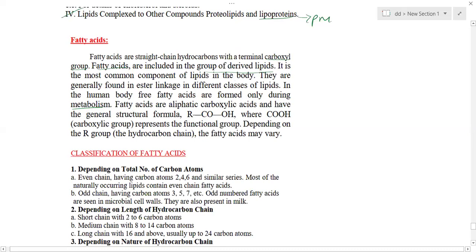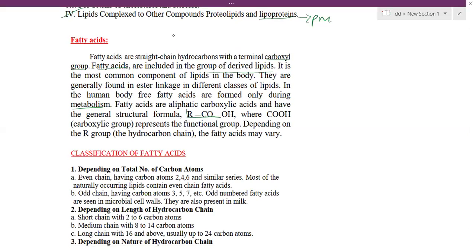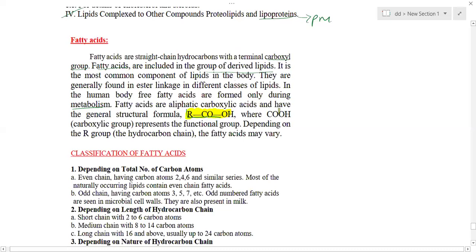So if aliphatic, the general formula will be this one, RCOOH, and if the carboxylic group is COOH, okay? Then it represents the functional group. And depending on the R group, the hydrocarbon chain will be decided and the fatty acid may vary.